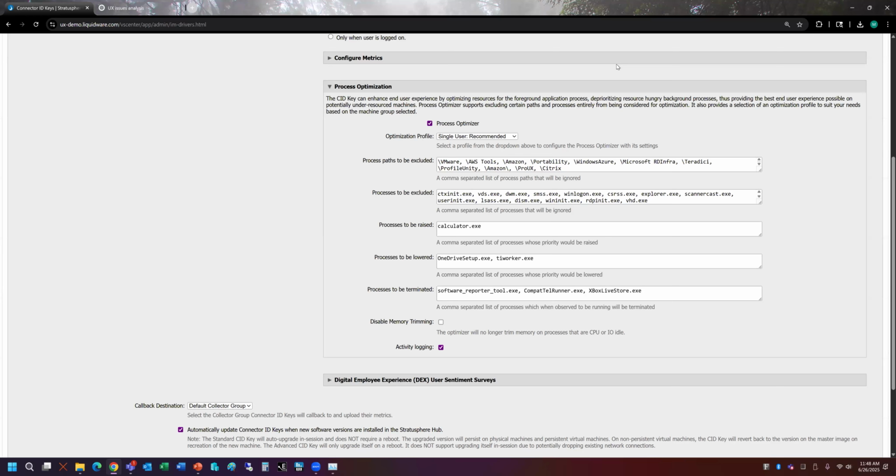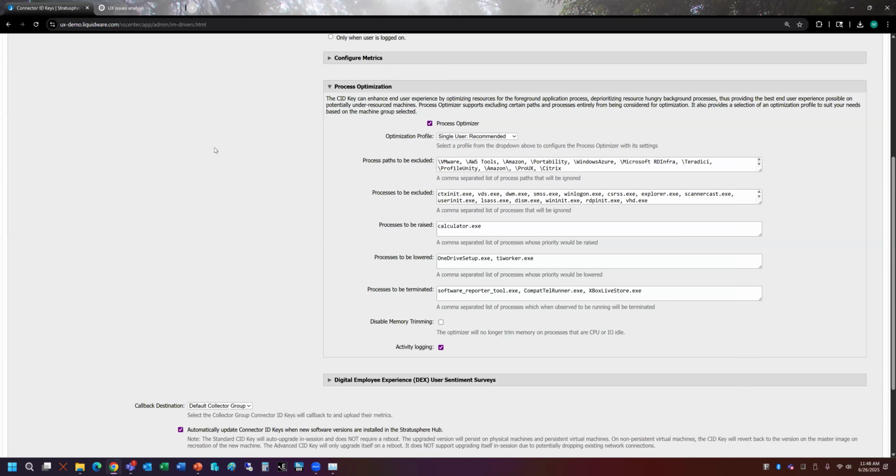So what Process Optimizer does is it says whatever's in the foreground, whatever's in focus is going to be given above normal priority. So in my case, it's Google Chrome, or it might be PowerPoint, or it might be any of the other junk that I run in the system. But whatever's in focus is given above normal priority. Whatever's not in focus is given below normal priority.